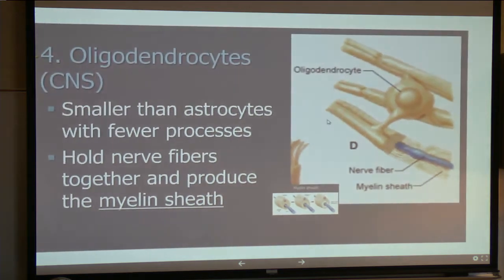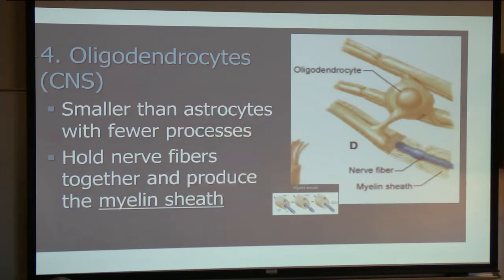What they do is hold together nerve fibers. They're going to hold them all together and ultimately form what we call the myelin sheath. This myelin sheath is an insulating sheath for these nerve fibers. Nerve fibers that have a myelin sheath allow information to travel much more quickly. If they have the myelin sheath, information travels faster than if they don't.